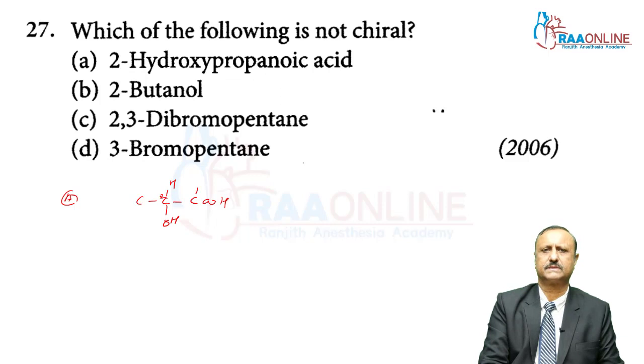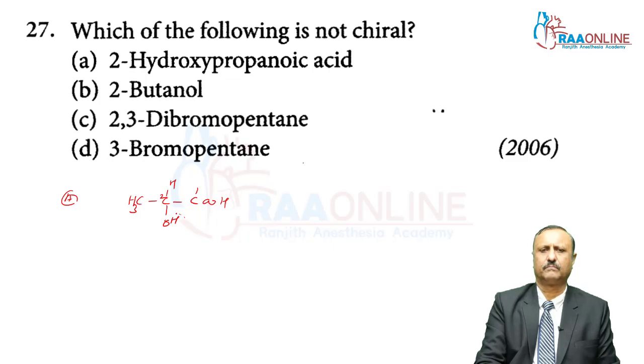Here this is the CH3 group. So, you can get the 2-hydroxypropanoic acid. Here you can see different groups are present in this compound. So, this is the chiral carbon atom. So, this is the correct answer, but here he wants the one that is not chiral.